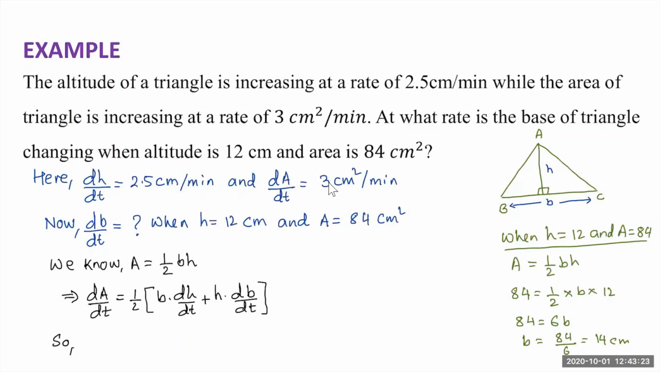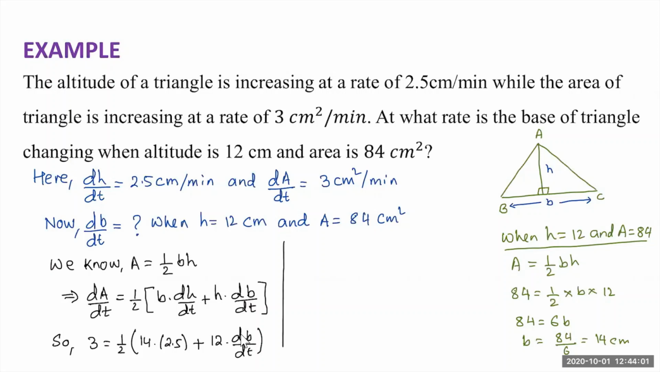dA over dt, the change in area with respect to time, is given here as 3. So 3 is equal to half multiplied by the value of base we calculated, 14, times dH over dt, which is given here as 2.5, plus the height, 12, multiplied by dB over dt. That's what we are calculating. We don't know what that is. Let me write dB over dt as it is.